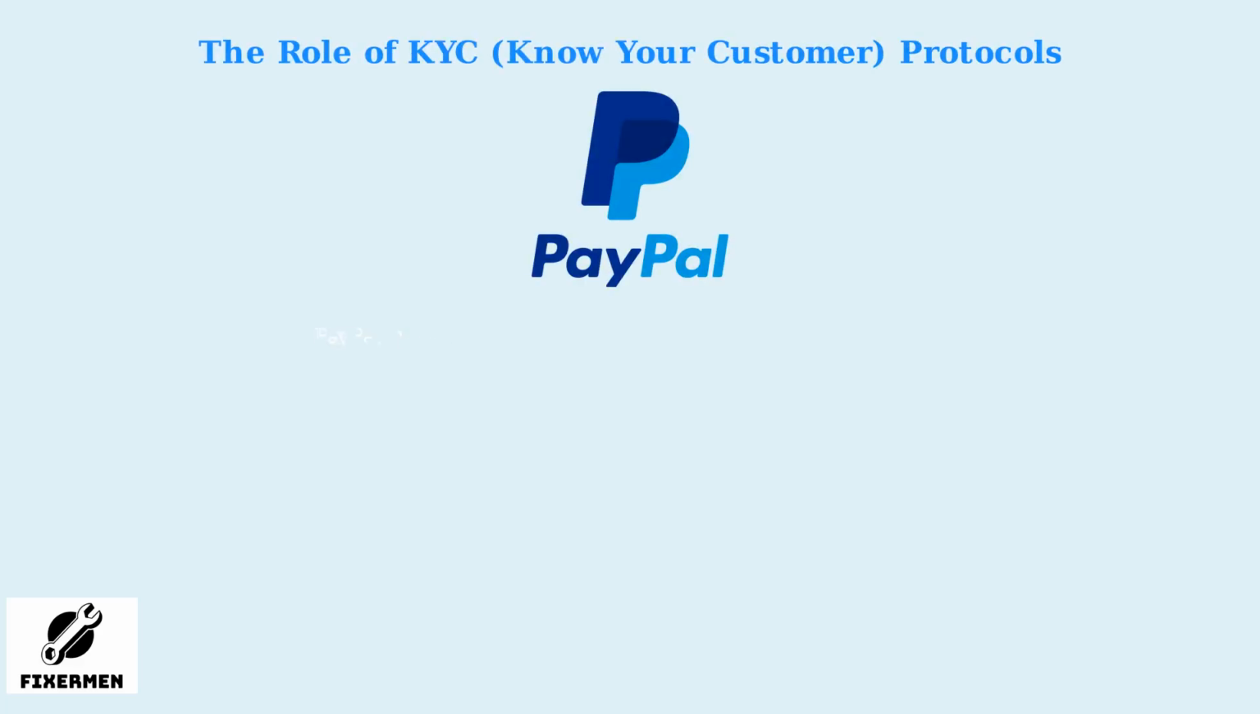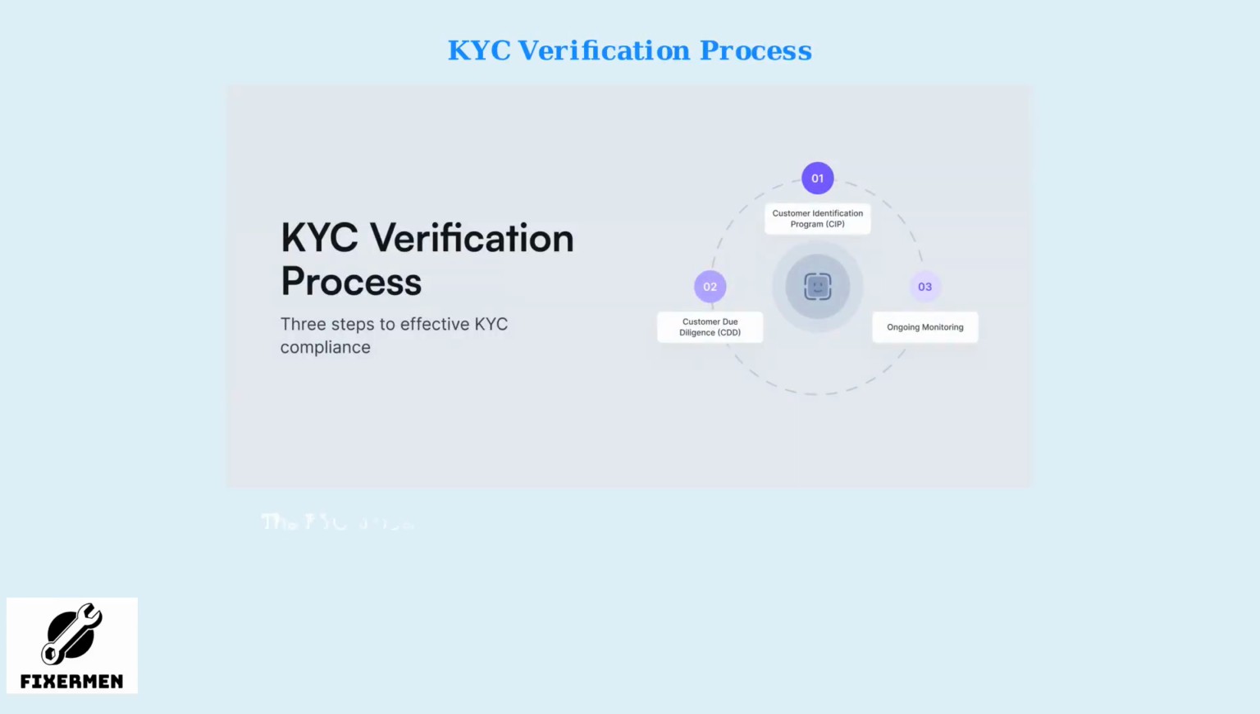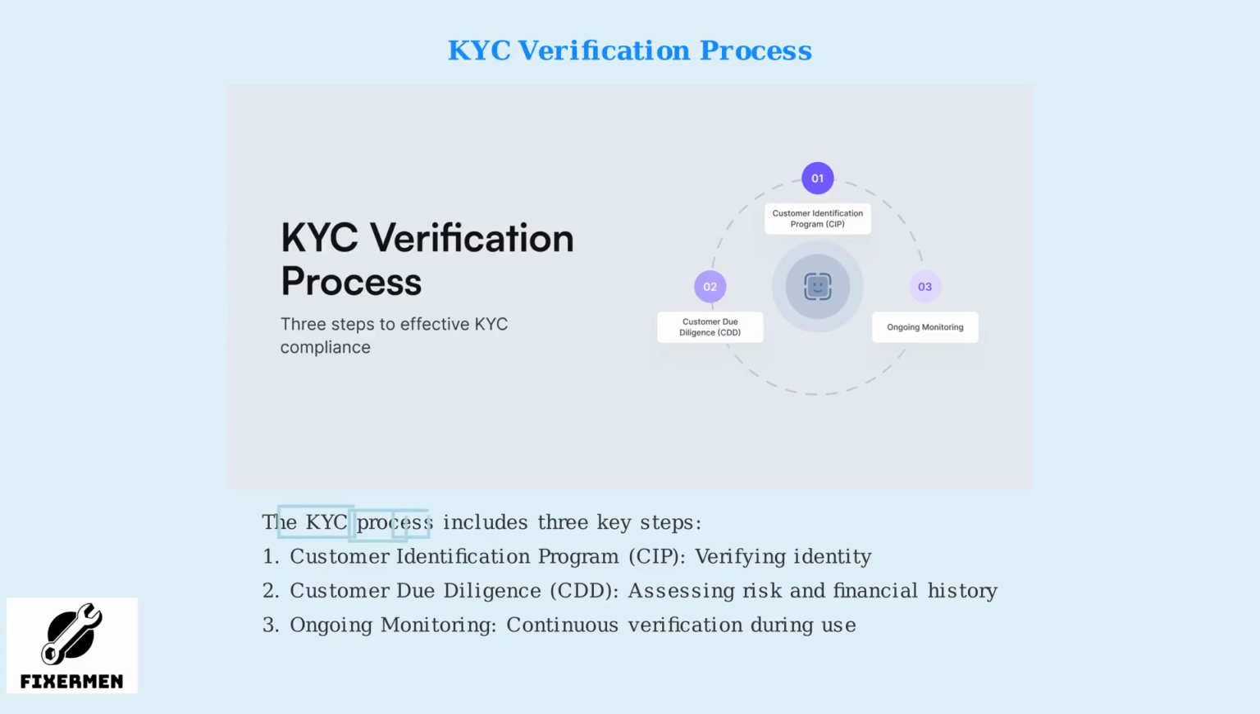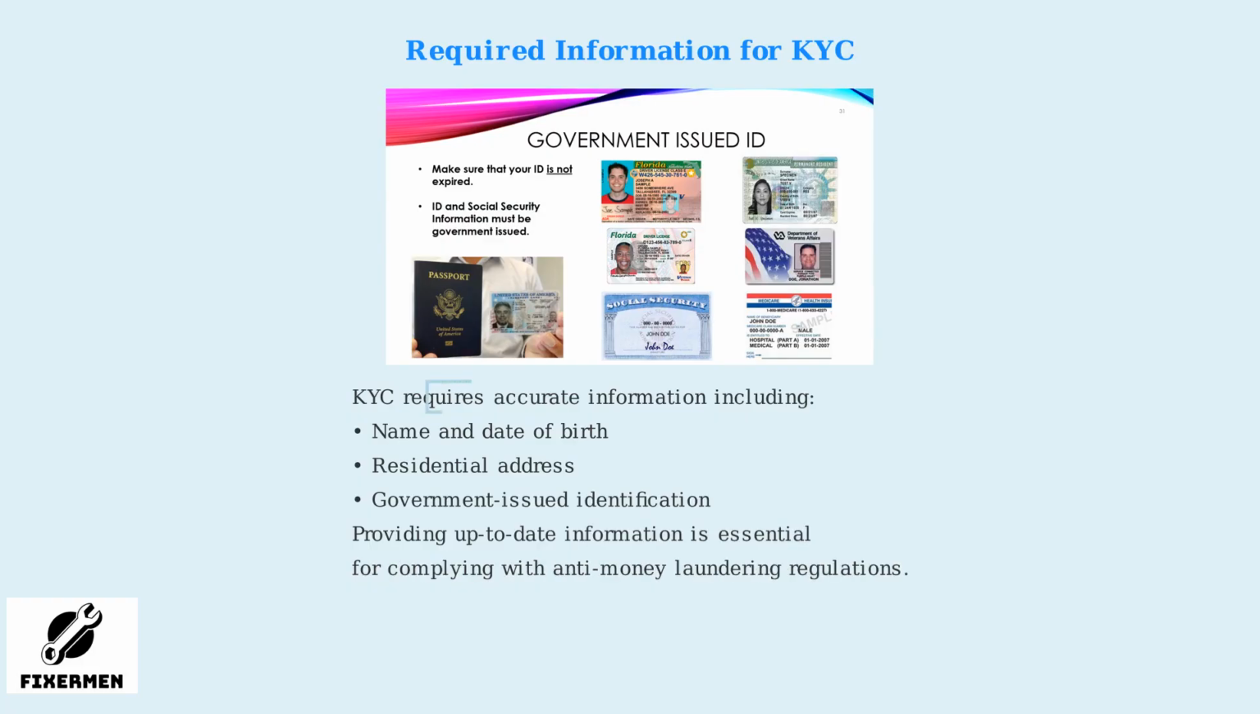PayPal uses KYC protocols to verify the identity of its users and prevent fraud and money laundering. The KYC process includes 3 key steps: customer identification program to verify identity, customer due diligence to assess risk and financial history, and ongoing monitoring for continuous verification during use. KYC requires accurate information including name, date of birth, residential address, and government-issued identification. Providing up-to-date information is essential for complying with anti-money laundering regulations.